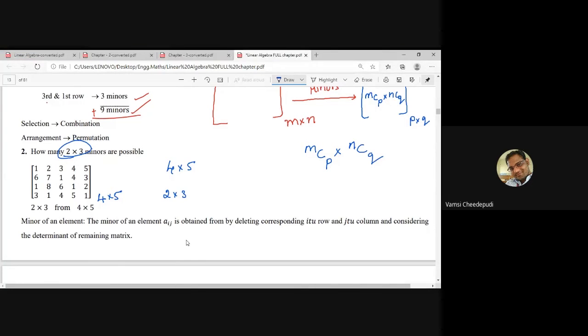Now let us take the formula. From 4 rows, you can take any 2 rows. From 5 columns, you can take any 3 columns. 4C2 value is 6. 5C3 value is 10.